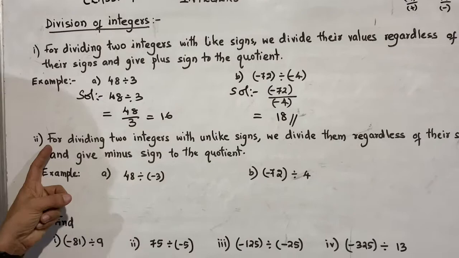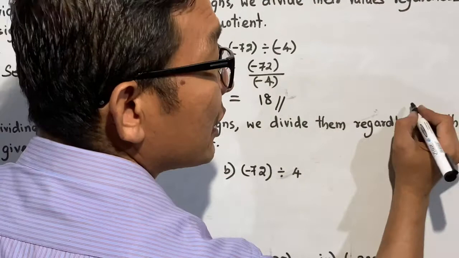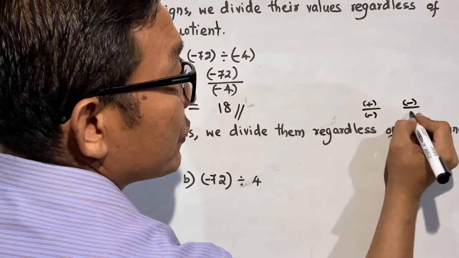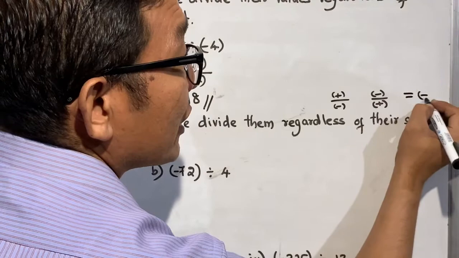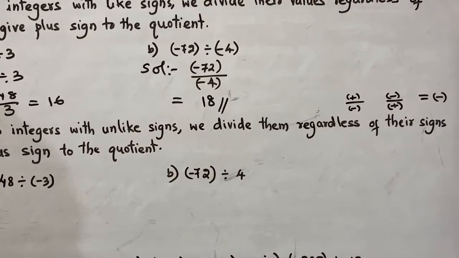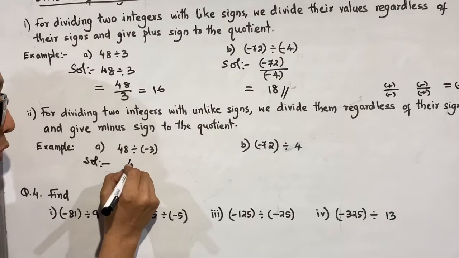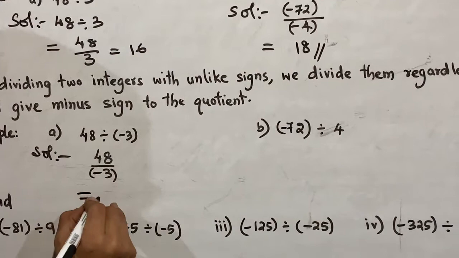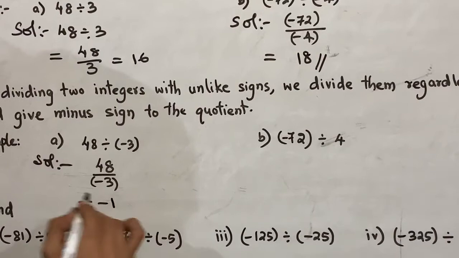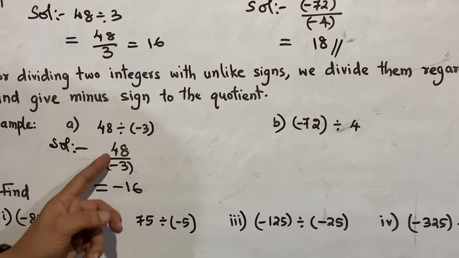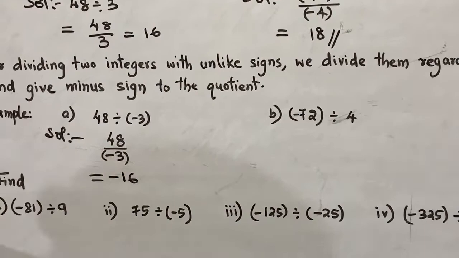For dividing two integers with unlike signs, positive divided by negative or negative divided by positive, the quotient is negative. When you divide 48 by negative 3, 3 ones are 3, 3 sixes are 18. So the answer is negative 16. With unlike signs, the quotient is negative.